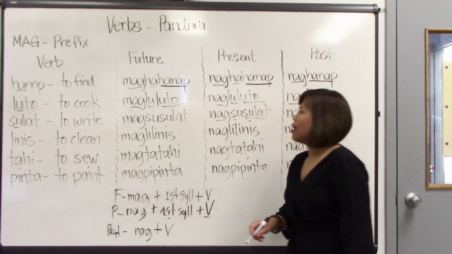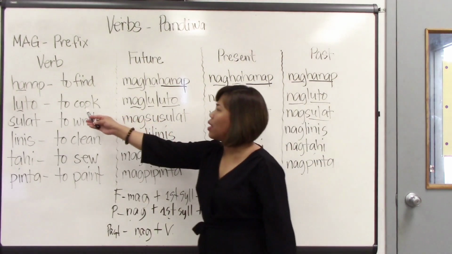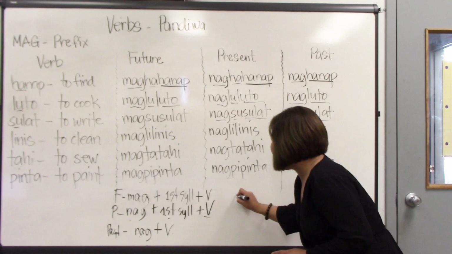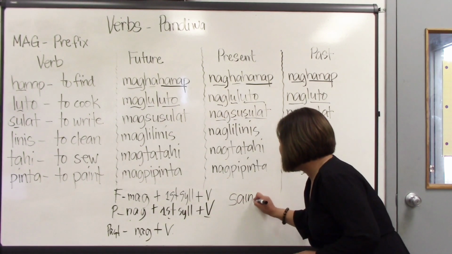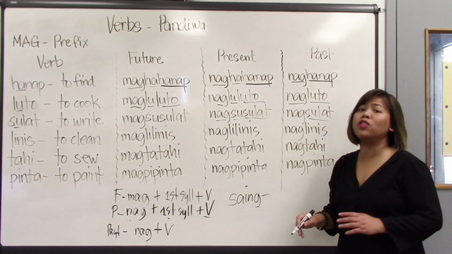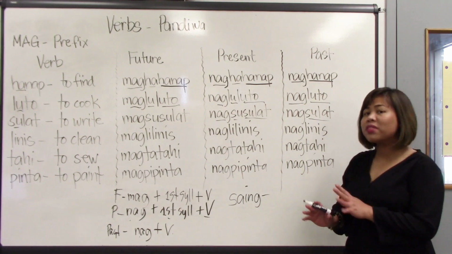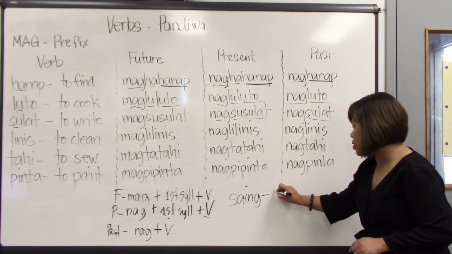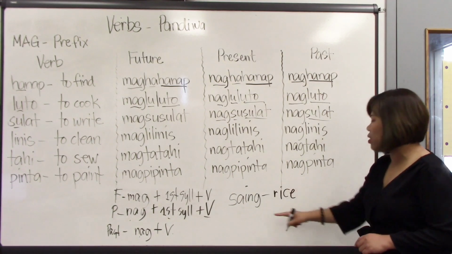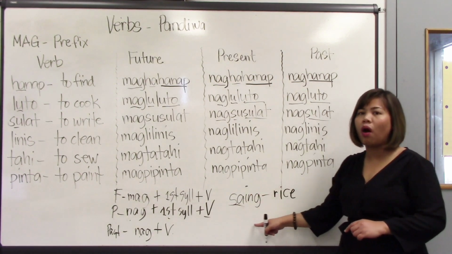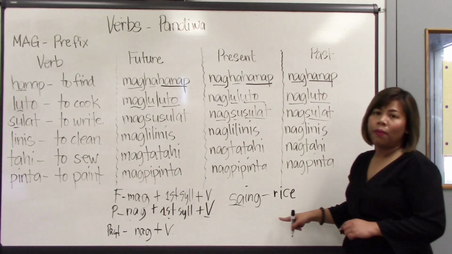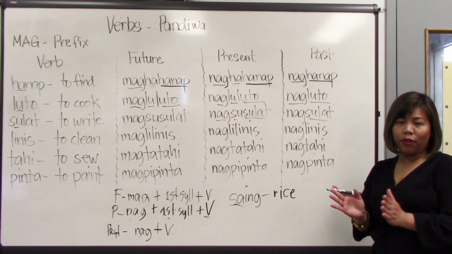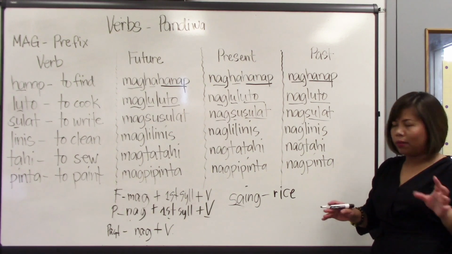Remember in the previous lesson, I told you that when we say luto, it means you cook anything. But we have this word, saing. What is saing? It means to cook too. But you don't saing anything. You don't cook anything but rice. When you say saing, you only cook. This is the word when you are going to cook rice. Remember, rice is the main meal of the Filipino. We can eat rice all day long.